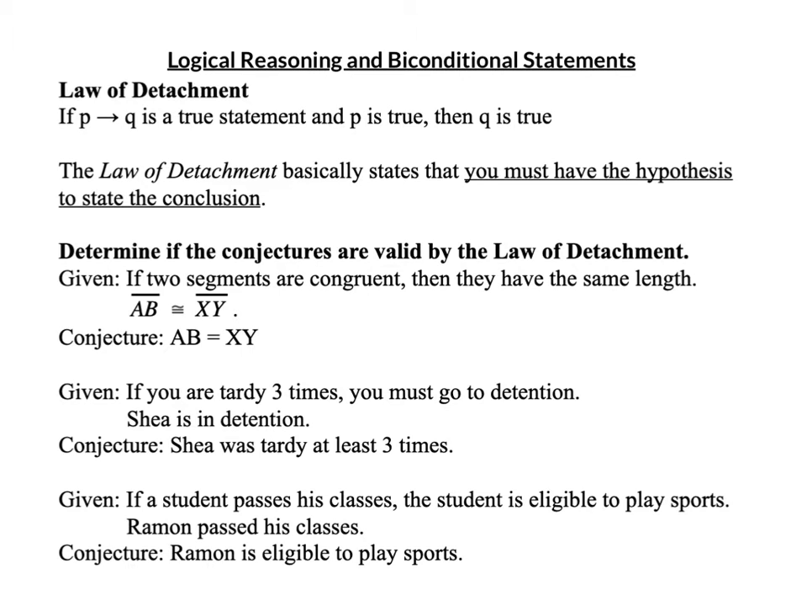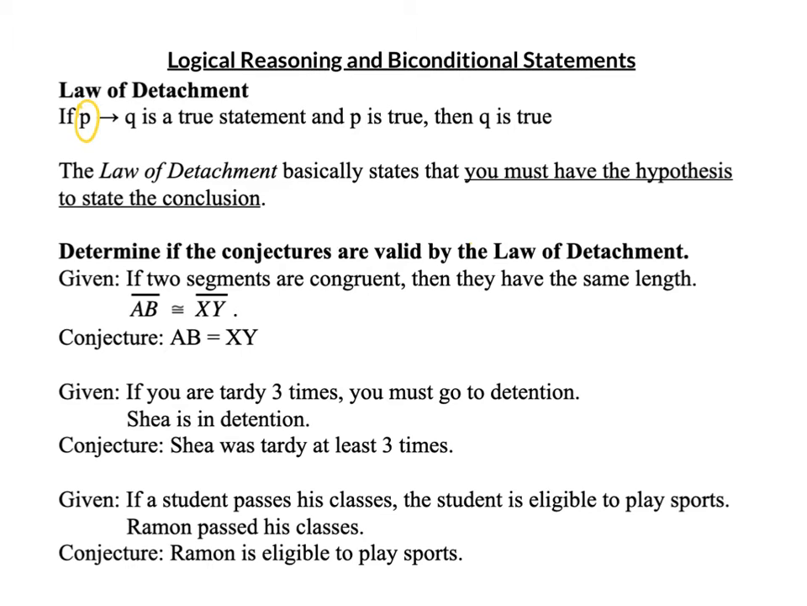So remember, the hypothesis is the P. You can state that in if-then form, if P, comma, then Q, where P is the hypothesis and Q is the conclusion. So we need the hypothesis to state the conclusion. So when you're looking at these examples below, you have to be given the hypothesis to state the conclusion.